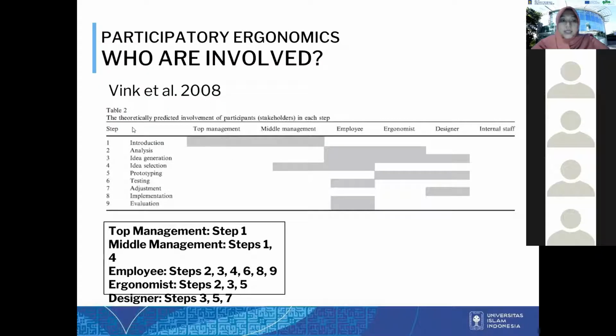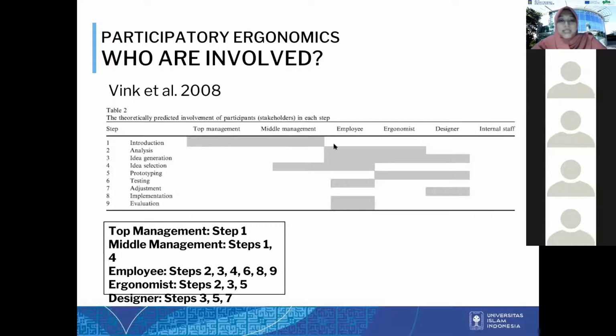Then this is the point of the step. First, introduction, analysis, idea generation, idea selection, prototyping, testing, adjustment, implementation, and evaluation. So each of the stakeholders has their role. For example, for the introduction, maybe the top management, we can give them the introduction aspect. This is very important because the product needs to improve. They need improvement in this product.